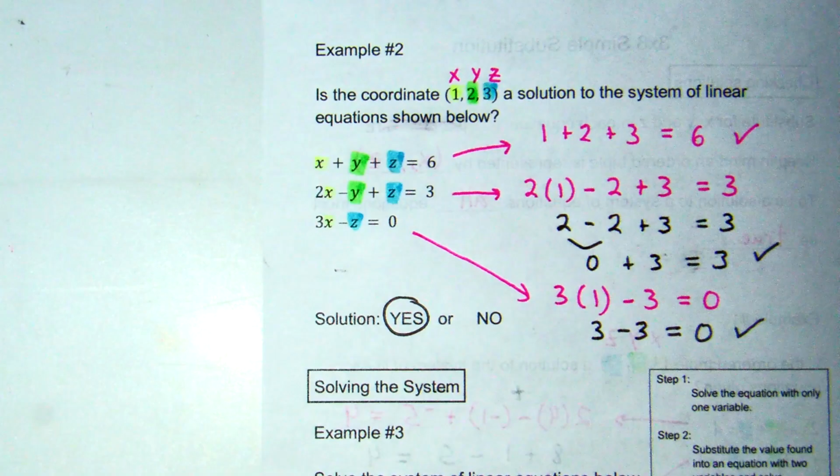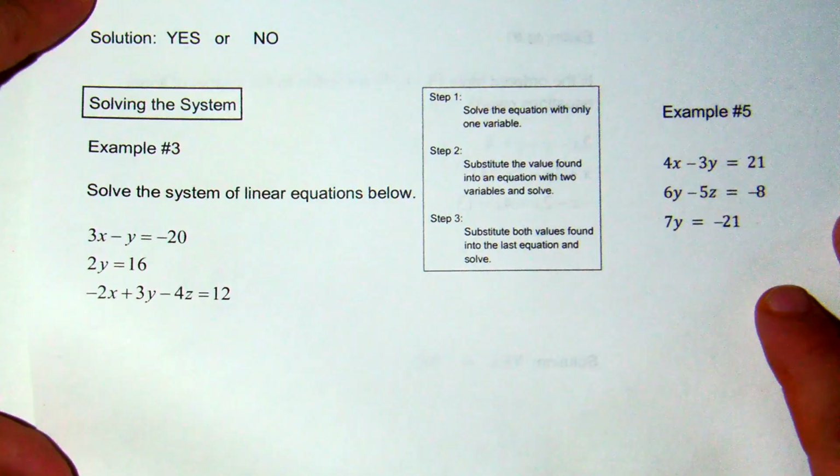So what we've gone over is how to tell if an ordered triple is a solution to a system. Now we transition on to how do we actually solve this. And we'll start with using simple substitution today.